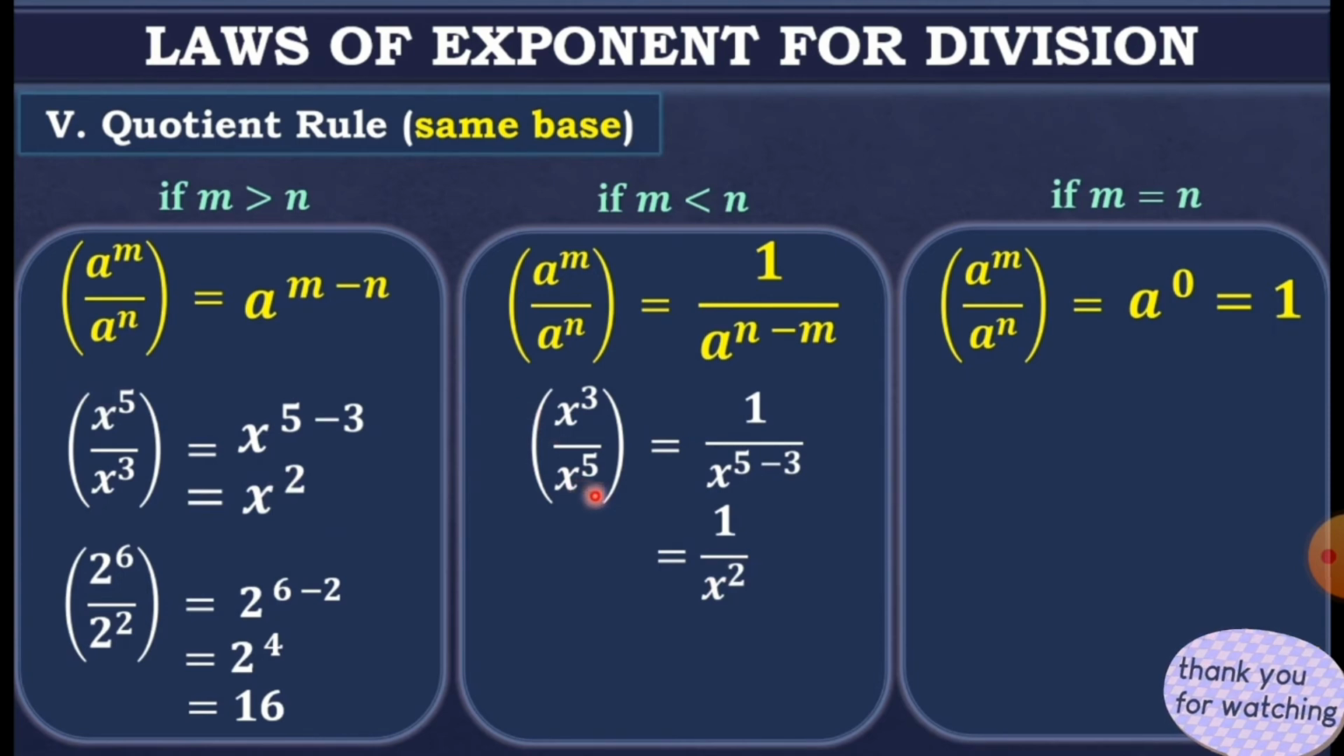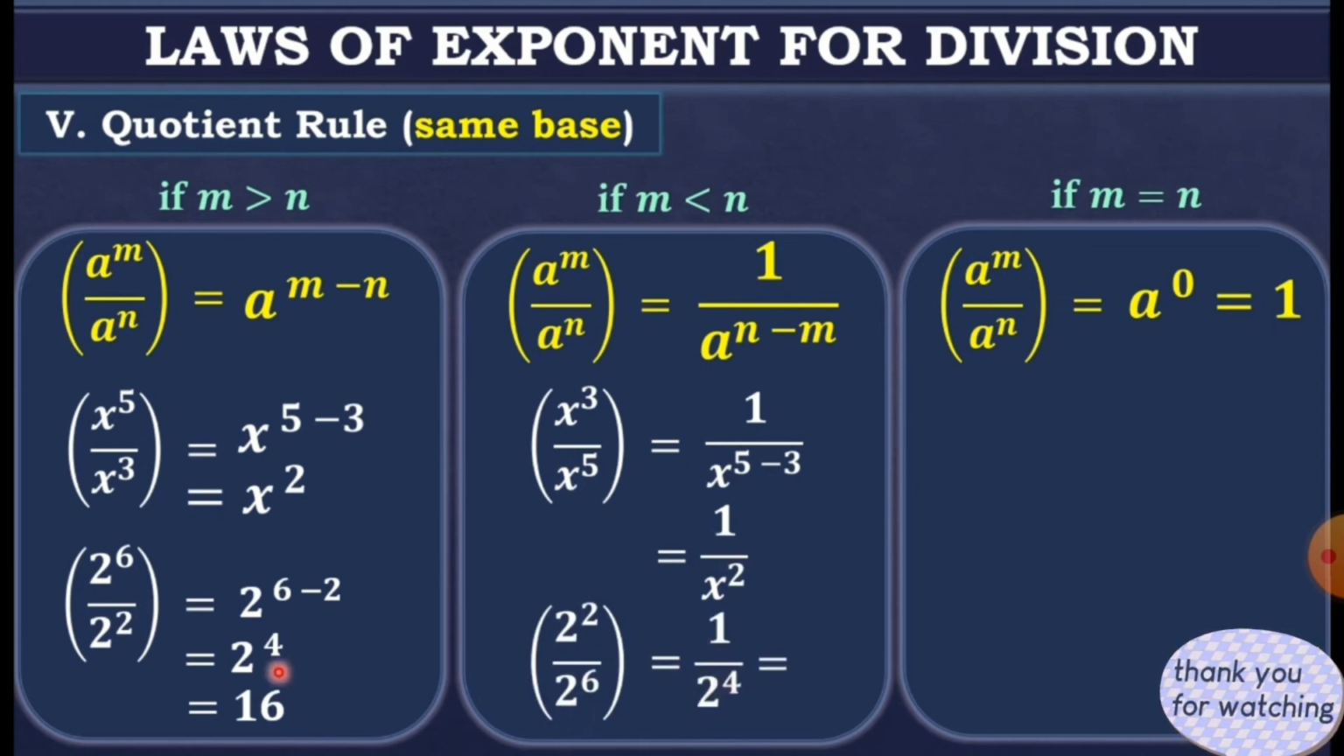Next example. So, baliktarin din natin yung naunang example. So, this time, mas malaki yung exponent ni denominator kaysa numerator. So, again, first, write 1 sa numerator over. Okay, so, subtract. Okay, so 6 minus 2. Mauna yung denominator, so magiging 4. So, the answer is 1 over 16.